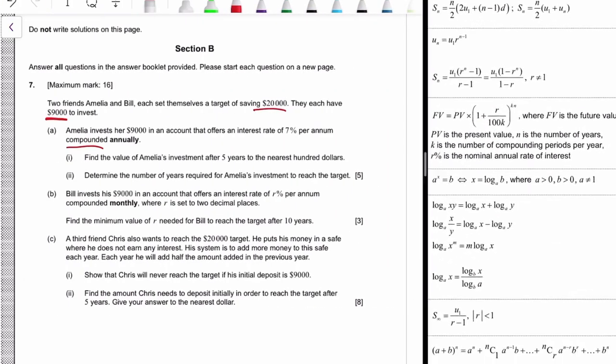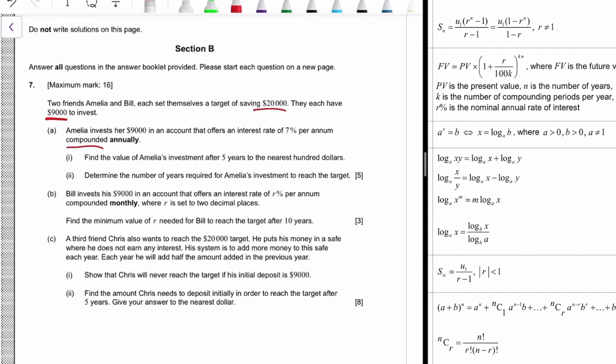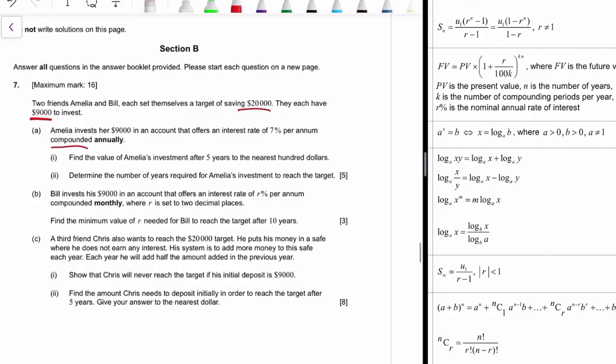So it's like here. Okay, FV stands for future value. That's what you get at the end. For part I, the question is how much you get after 5 years, so you're looking for the future value. Future value equals PV, and PV is present value.